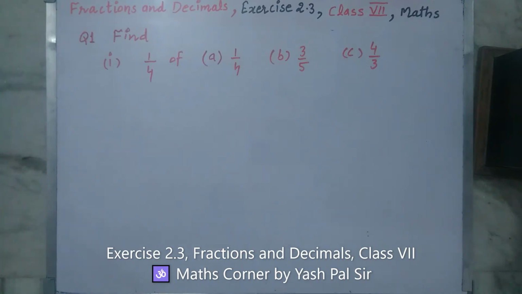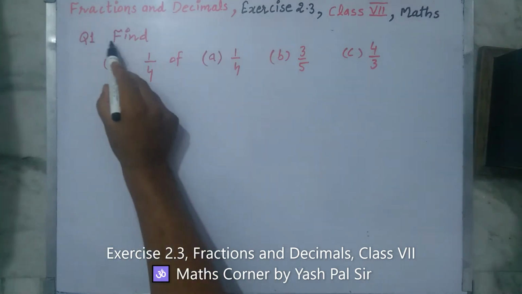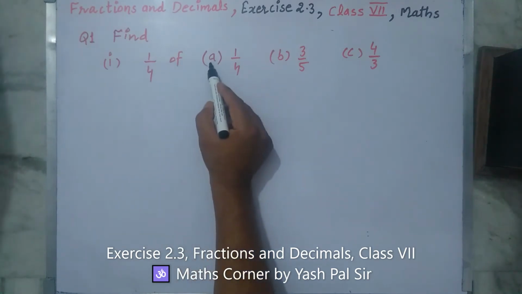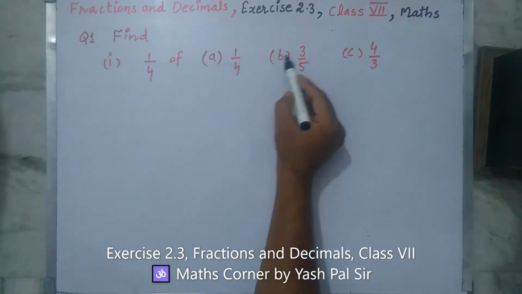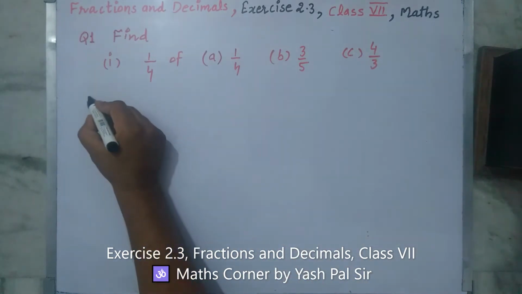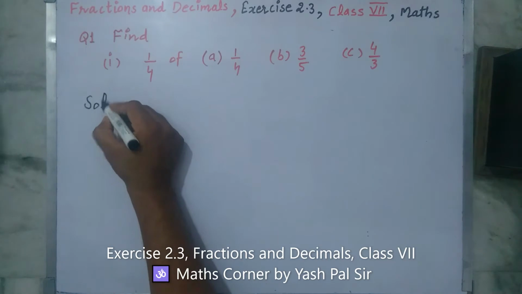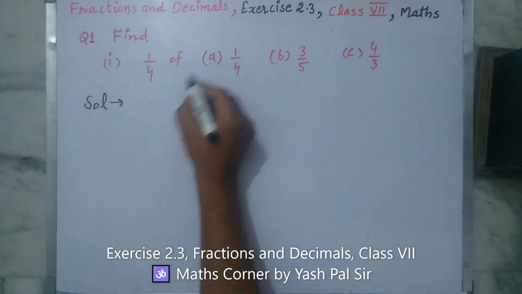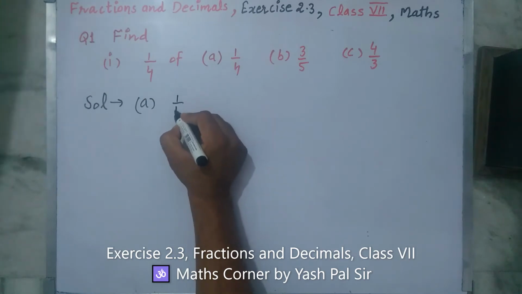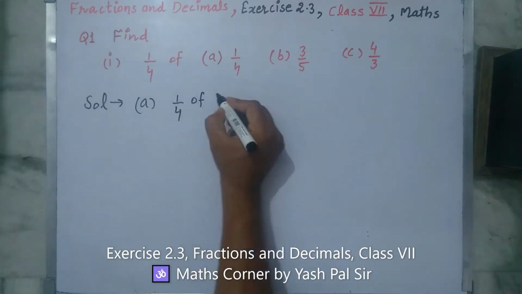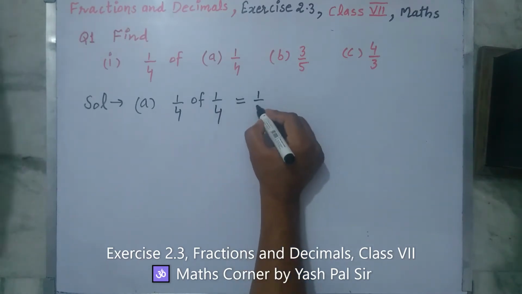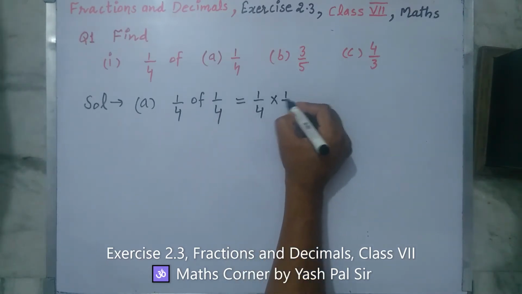Now coming to the exercise, the very first question is: find number 1, 1 by 4 of A part 1 by 4, B part 3 by 5, C part 4 by 3. So what is the solution of the first part? A part. What is this? 1 by 4 of 1 by 4. This means 1 by 4 into 1 by 4.